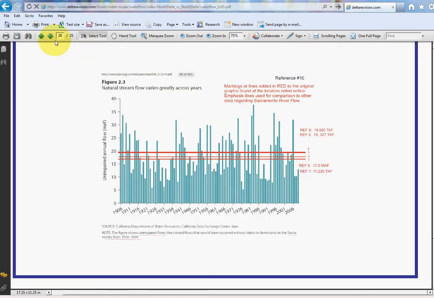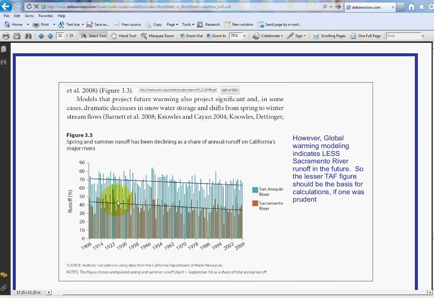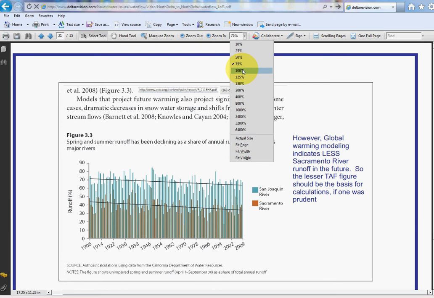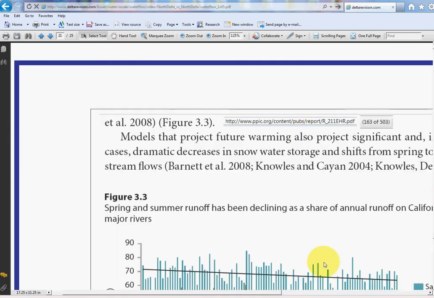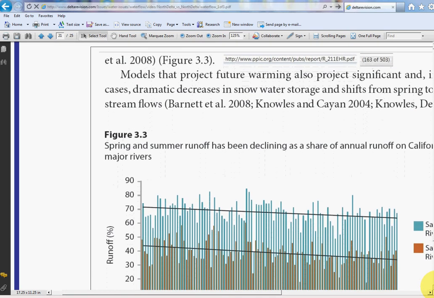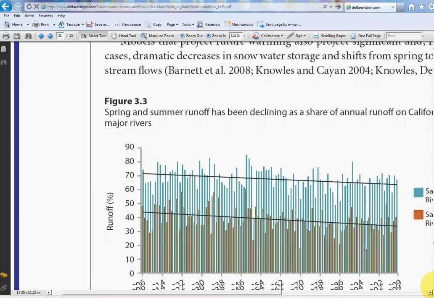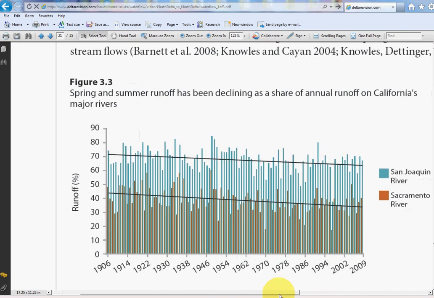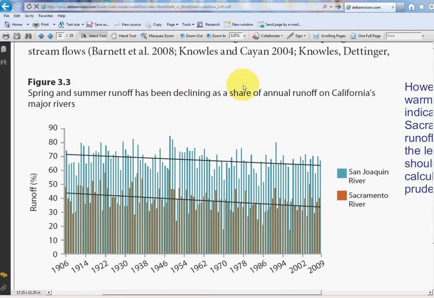So let's go on. So here's another chart. This one is by PPIC, and you can again read this. If I'm going too fast on this, you can go back to these slides and read the slides, and it'll talk about more. The PPIC report talked about global warming. They had a different one, and they talked about spring and summer runoff has been declining as a share of the annual runoff on California's major rivers. So this is more of a California major rivers, and the importance of this particular slide or graphic is it shows there's a decline in runoff, not an increase as DWR wants you to believe in 2012, but there's a decline if you look over time, and you can get the actual numbers from the state.